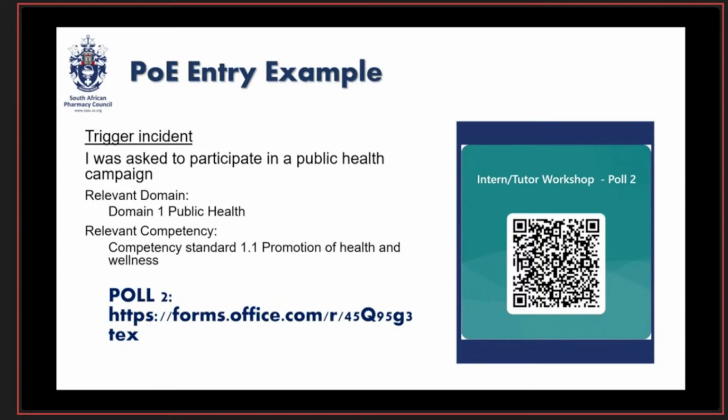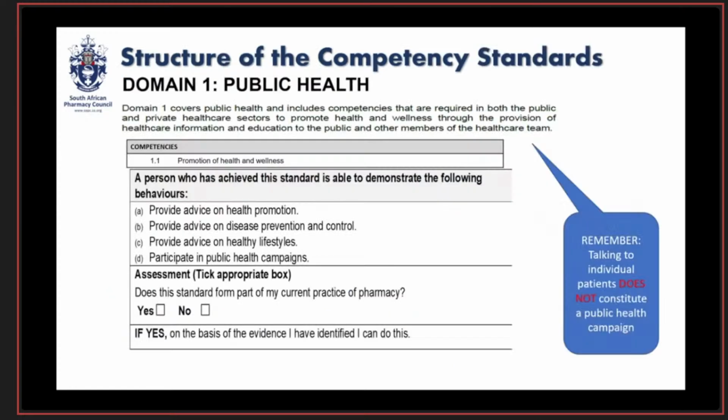So yes, the relevant domain is domain 1, which is public health. And then the competency standard is then competency standard 1.1, which is the promotion of health and wellness. Okay. So if we go into the manual and we look at the structure of the competency standards, then domain 1 covers public health and 1.1 is the promotion of health and wellness. Remember that you need to take in that talking to individual patients does not constitute a public health campaign.